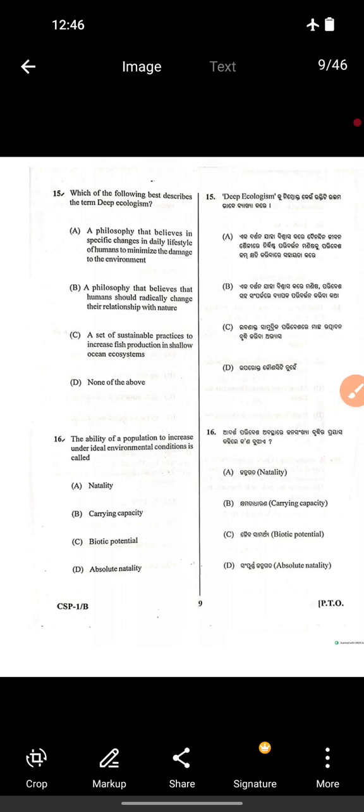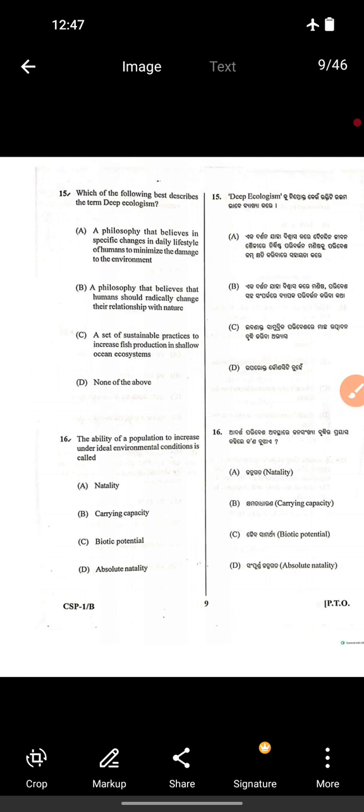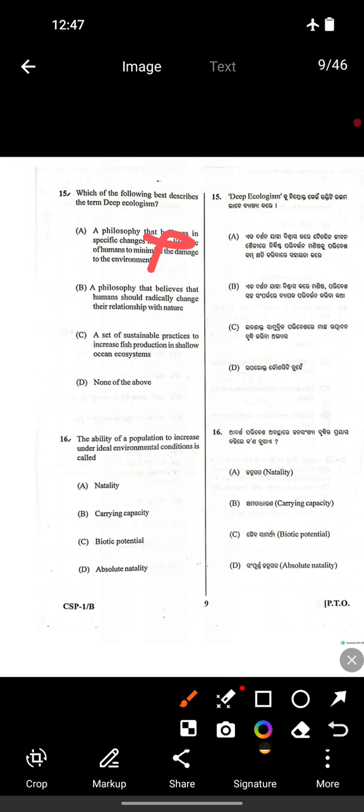Coming to question number 15. Which of the following best describes the term deep ecologism? The philosophy that believes in specific changes in the daily lifestyle of humans to minimize the damage to the environment. No, this is wrong. The philosophy that believes that humans should radically change their relationship with nature. Yes, this is right. A set of sustainable practices to increase the fish production. No, and none of the above. No. So option B is the right answer here.